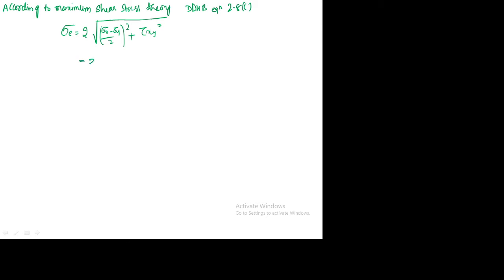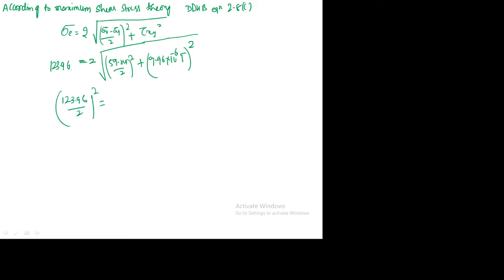Now let us substitute. Sigma E is 123.96, so 123.96 divided by 2 square equals 59.84 divided by 2 square plus 9.96 into 10 to the power of minus 6 t, this is also square. So now we calculate the value of t.